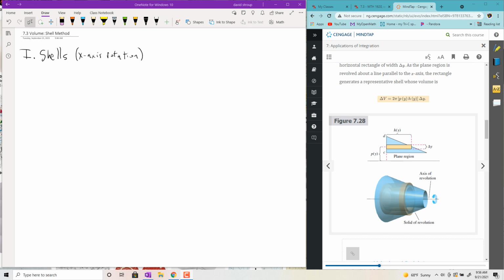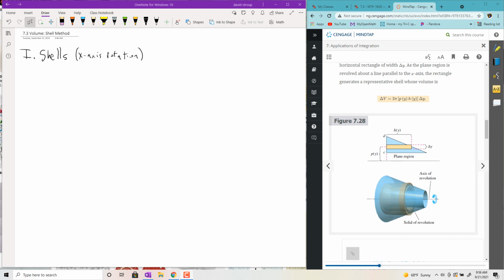Okay, welcome back. This time we're finding volumes using the shell method, and we'll start with an x-axis rotation. You could always use the disk method, but sometimes it becomes hard because you'll have multiple regions to do. So it may be easier to just do the shell instead. We offer this method as an alternative.